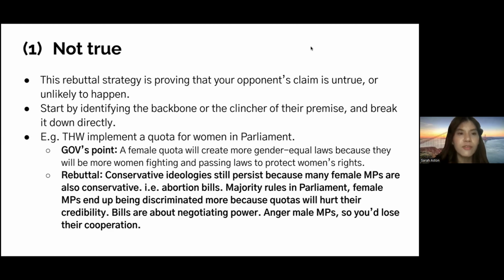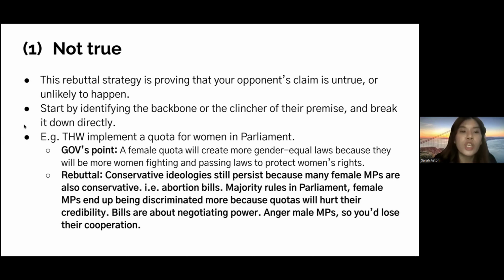Right, let's look into the first one. This is when we're going to really look into how you refute by showing that this is not true. Okay, I'm also sorry for the sound, if you can hear that background sound. So this rebuttal strategy is proving that your opponent's claim is untrue or basically unlikely to happen, right? So the root word, of course, is just proving why it's not true, but in the second part here, it's that it's unlikely to happen.